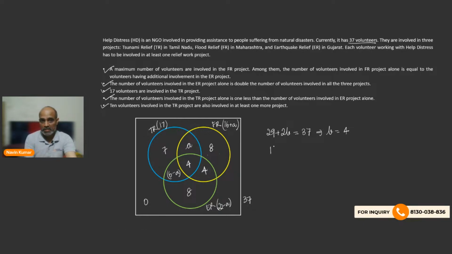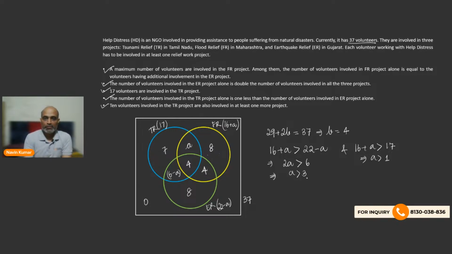That means 16 plus A should be greater than 22 minus A. Also, 16 plus A should be greater than 17. So that means A should be greater than 1, right? So A is going to be minimum 2 that we can take. And from here, we will get 2A is going to be greater than 22 minus 16, which is 6, or A is going to be greater than 3.